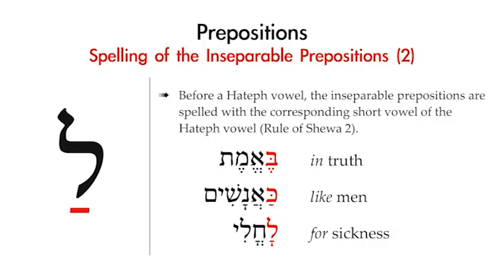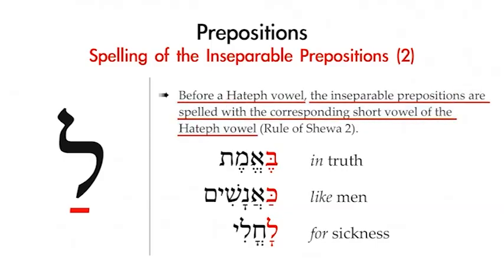However, when these prepositions are prefixed to guttural consonants spelled with a hatef vowel, the preposition will take the corresponding short vowel of the hatef vowel. Yes, you've seen this before, rule of schwa 2, so here's how it goes. Before a hatef vowel, the inseparable prepositions are spelled with the corresponding short vowel of the hatef vowel. That is, again, rule of schwa 2.